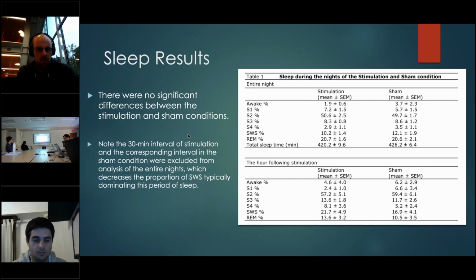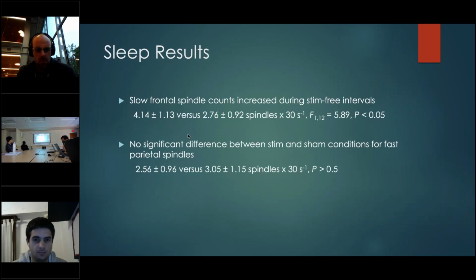They also found that inducing these slow waves increased the slow frontal spindle counts. There's a difference between the frontal spindles and the parietal spindles. The frontal spindles are slower and the parietal spindles are faster. So they found more of a relationship between the slow waves and the slow spindles. And they're stimulating the frontal area too. They didn't find any significant differences between the stim and the sham for the fast parietal spindles.